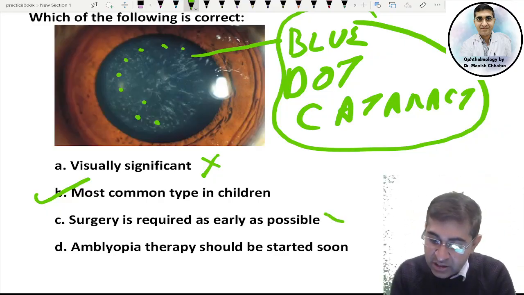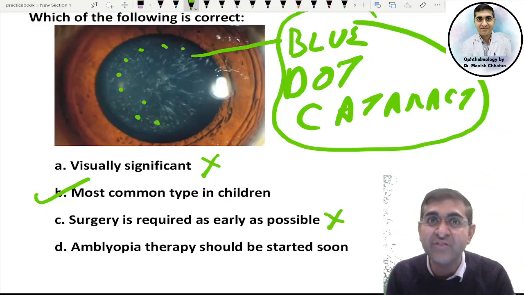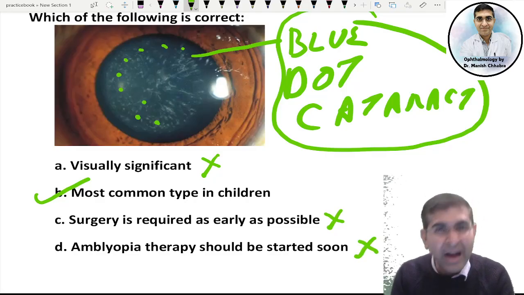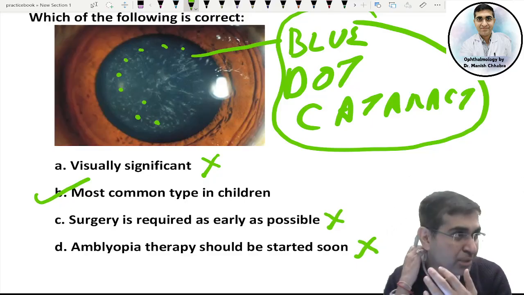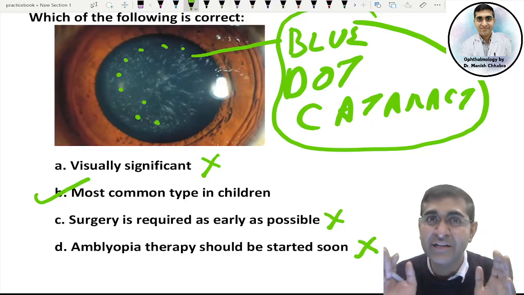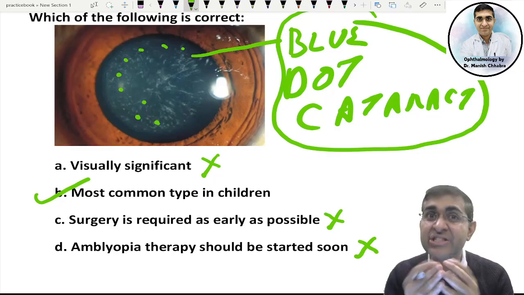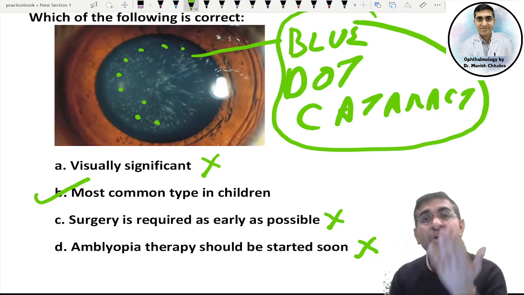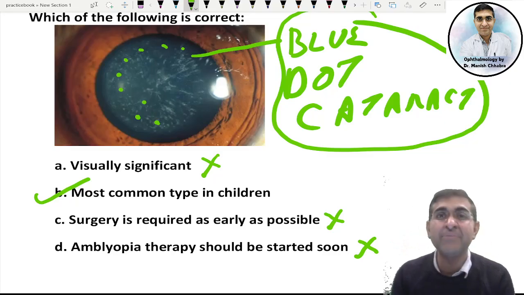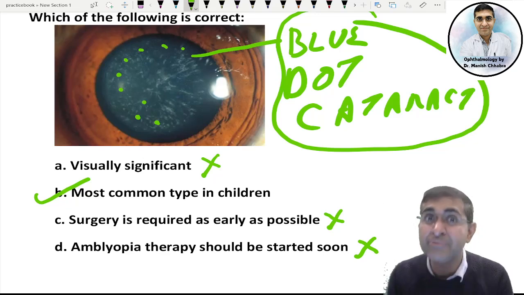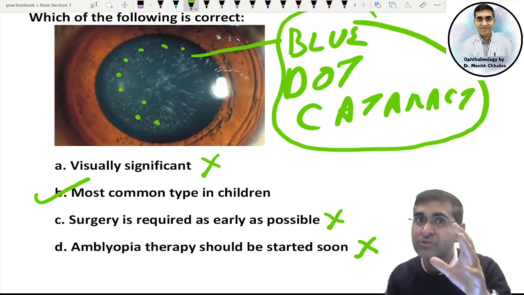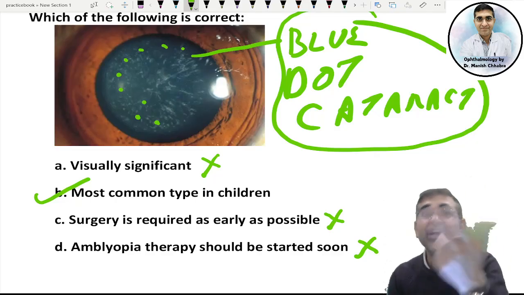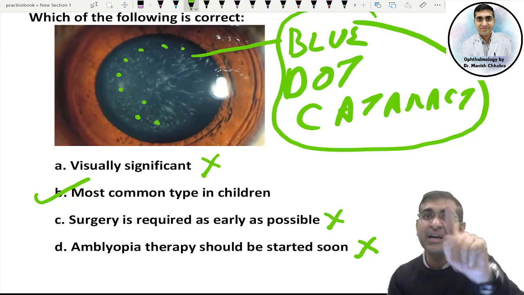Surgery is required as early as possible. No, because it is visually insignificant. Why would you require surgery? Amblyopia therapy should be started soon. Why? Because there is no requirement of cataract surgery as this is visually insignificant. So why would you go on for amblyopia therapy? No amblyopia therapy is required because there is no loss of vision. If there is no loss of vision, one eye is fine, another eye will also be fine, which is having blue dot cataract. So no requirement to start amblyopia therapy.